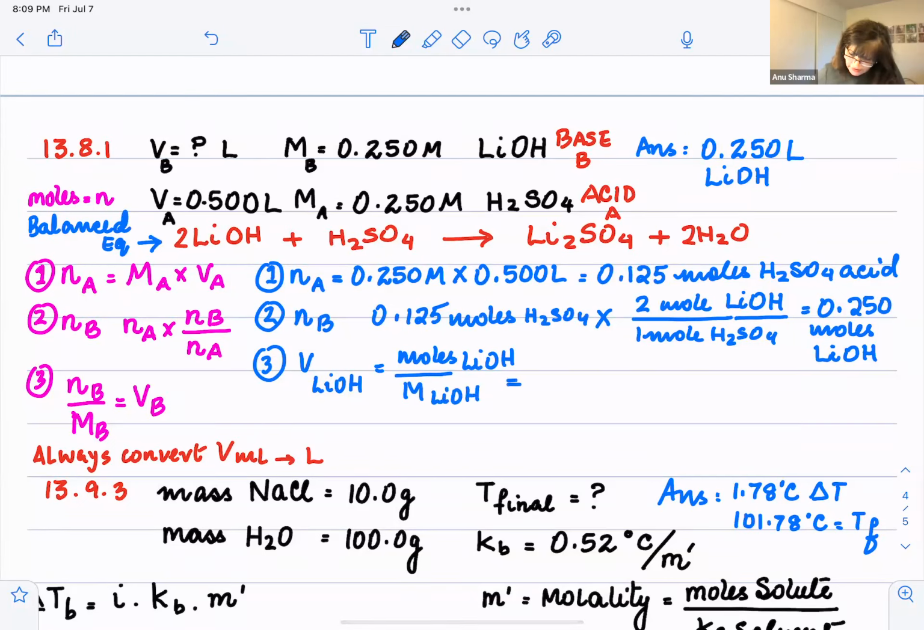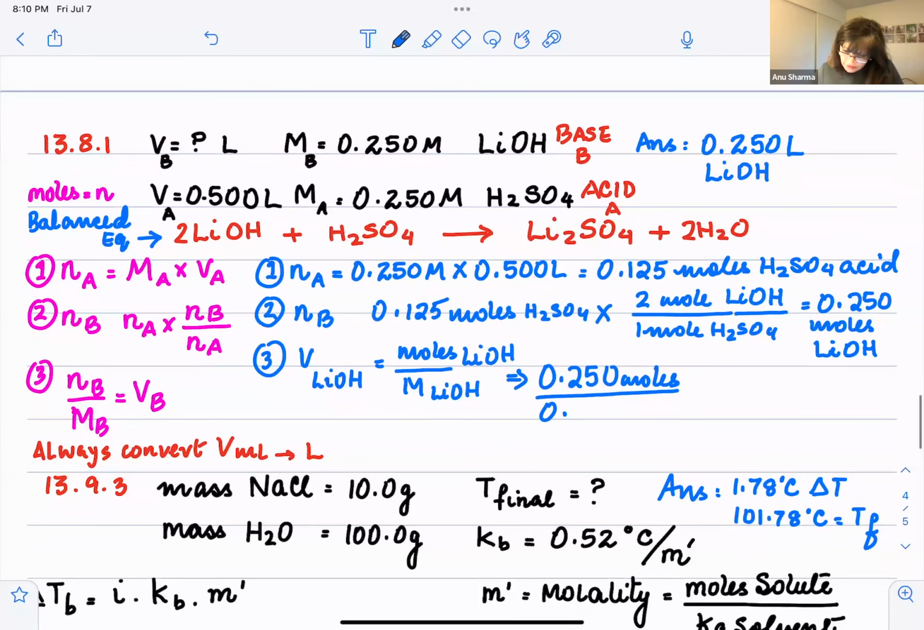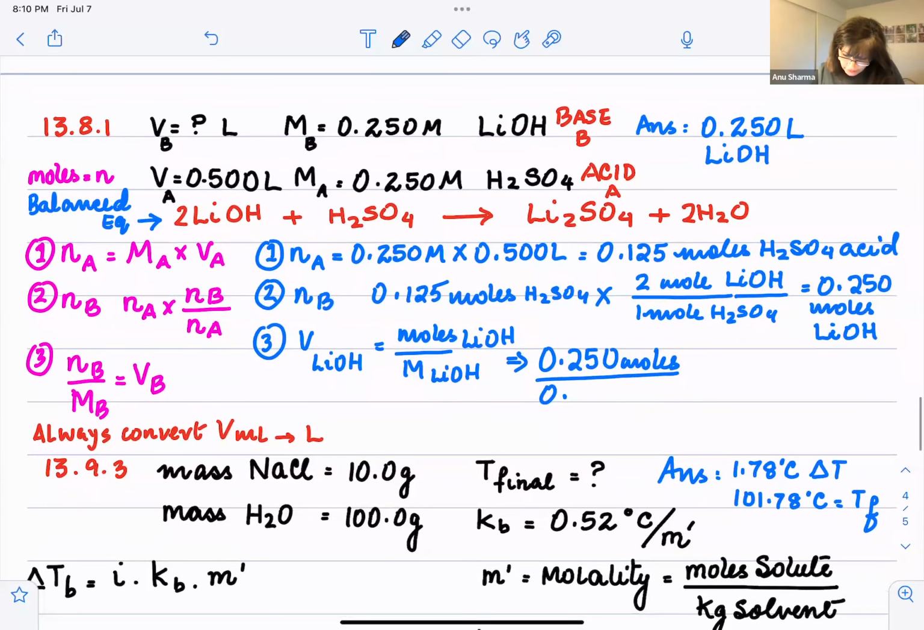So just put this thing here. Moles are 0.250 moles over the molarity is 0.250, it's coming out to be 1. It's not, the answer is not matching. Wait a minute, let me just check one thing. Give me 1 second.